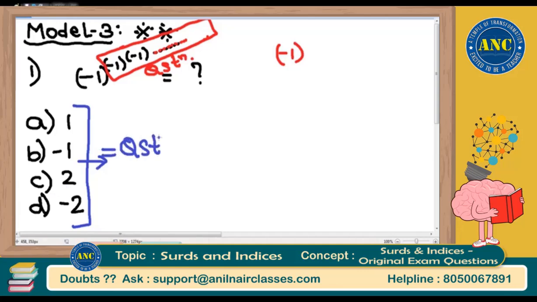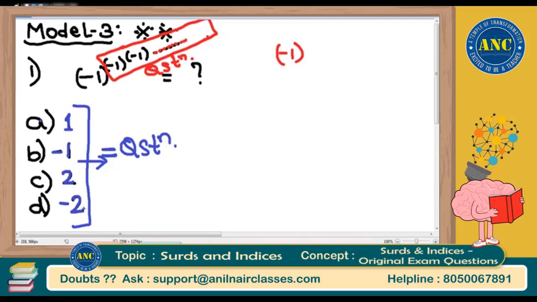Out of the 4 answer options, any one of them is equal to what is given in the question. That is the meaning of an answer option. Either 1 should be equal to this entire question, or minus 1, or 2, or minus 2 should be equal to that entire question, right? I believe the idea is clear.